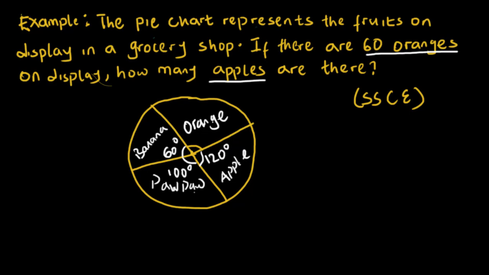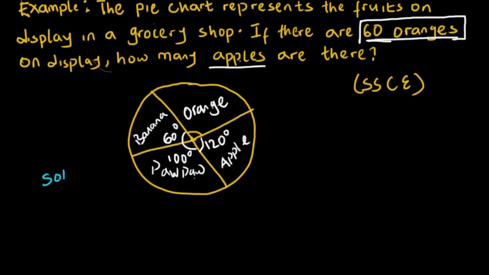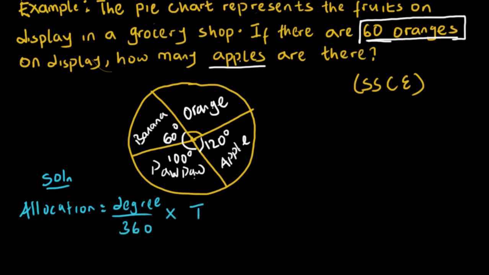Now before we can find how many apples are in the shop, we have to first of all use this information to find the total fruits in the grocery shop. Then we would be able to now find the number of apples in the shop. Can we do that? So let's solve this. Now don't forget that we said allocation for each segment equals the degree over 360 times the total. Now let's do for orange, because we're given the number of oranges in the shop, so we can use this number of oranges to find the total number of fruits in the shop.